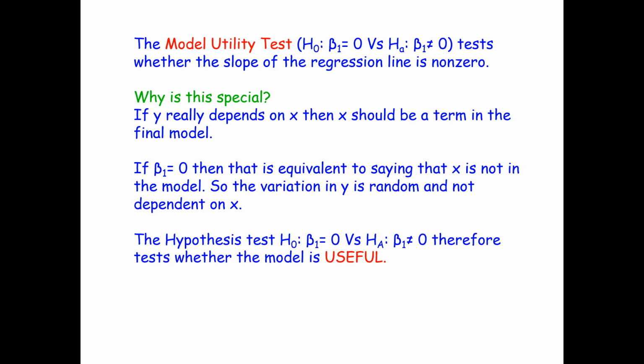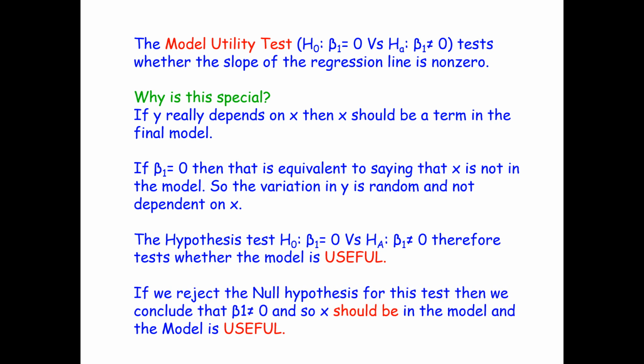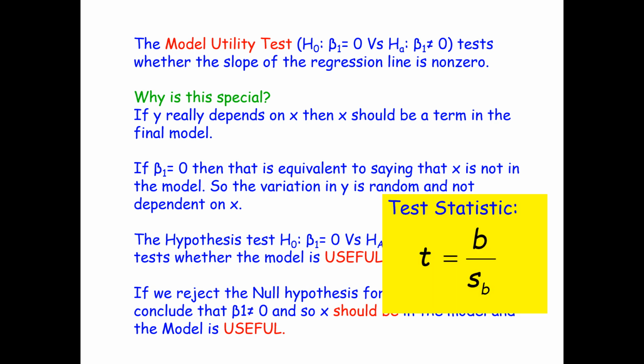Now the hypothesis test for our null hypothesis of beta sub 1 equals 0 and our alternative hypothesis of beta sub 1 is not 0 therefore tests whether the model is useful. If we reject the null hypothesis for this test, then we conclude that beta sub 1 does not equal 0, and so x should be in the model, and the model is useful. Our test statistic is t equals b divided by s sub b.